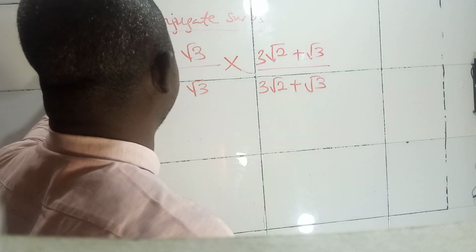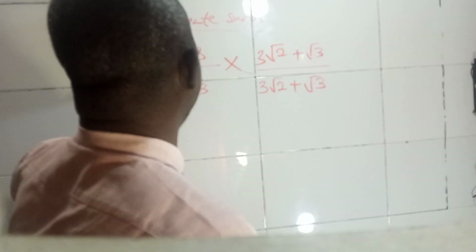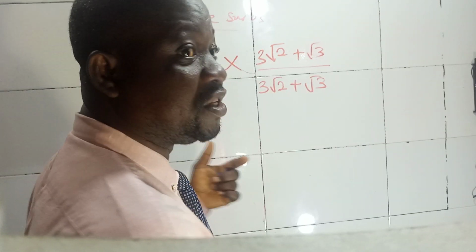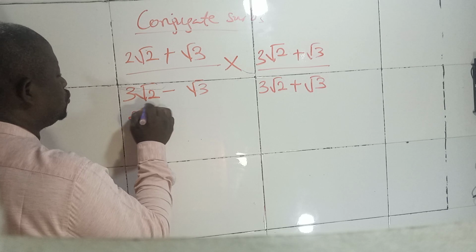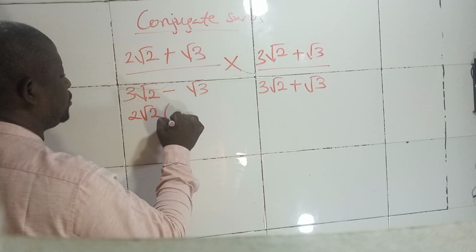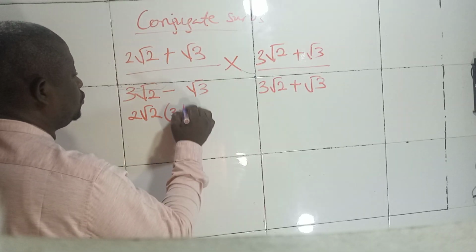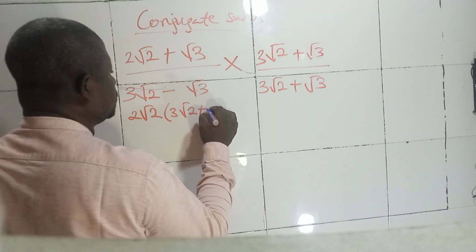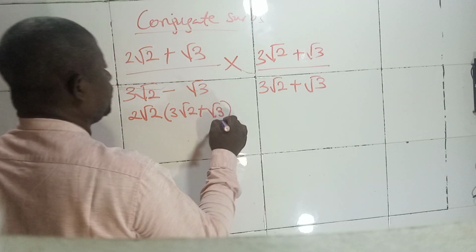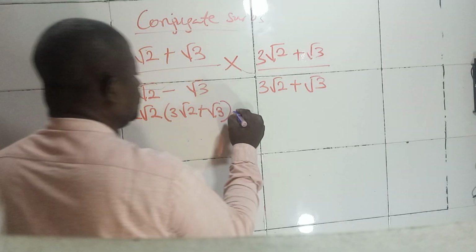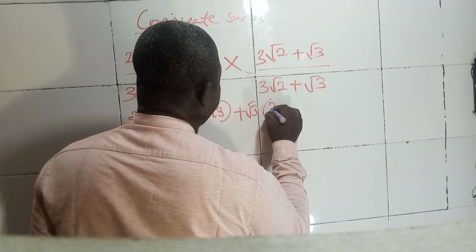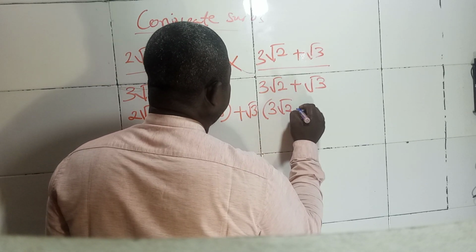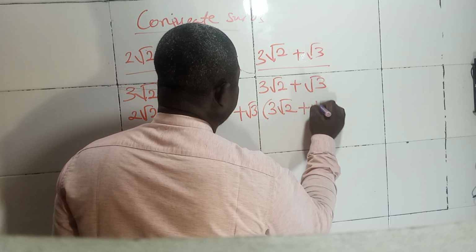So you pick one of these to bracket this. You pick the second one to bracket this. So that's how to do expansion in mathematics. So you have 2√2 into bracket (3√2 + √3), close the bracket. You pick this one, plus √3 into bracket, same values, (3√2 + √3).